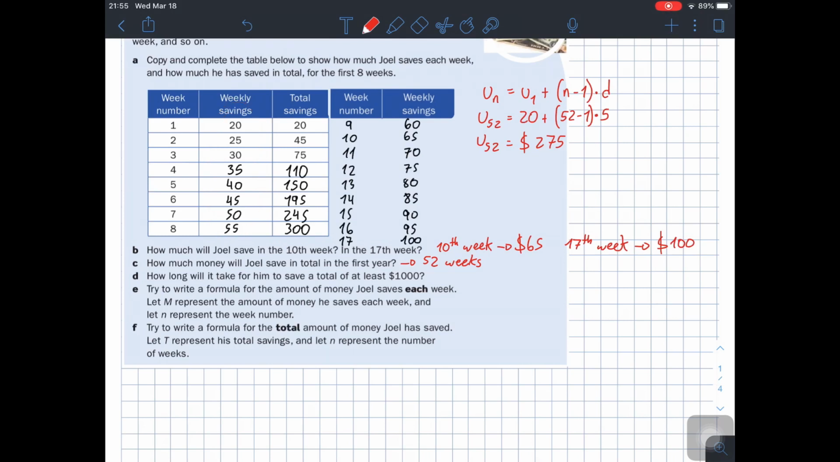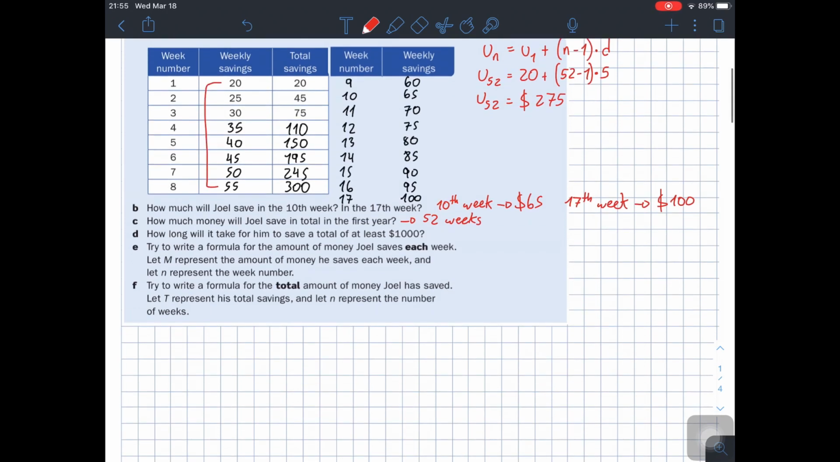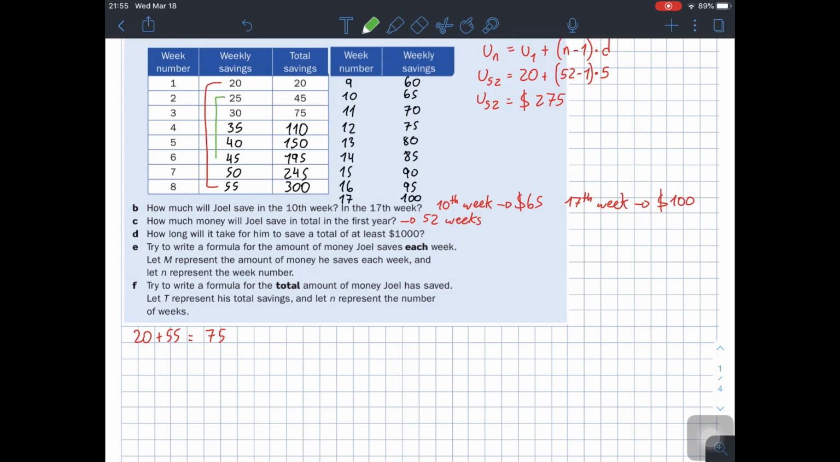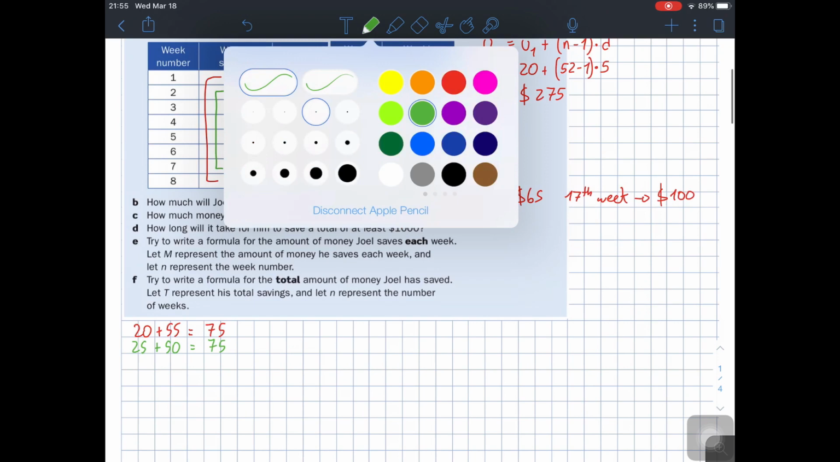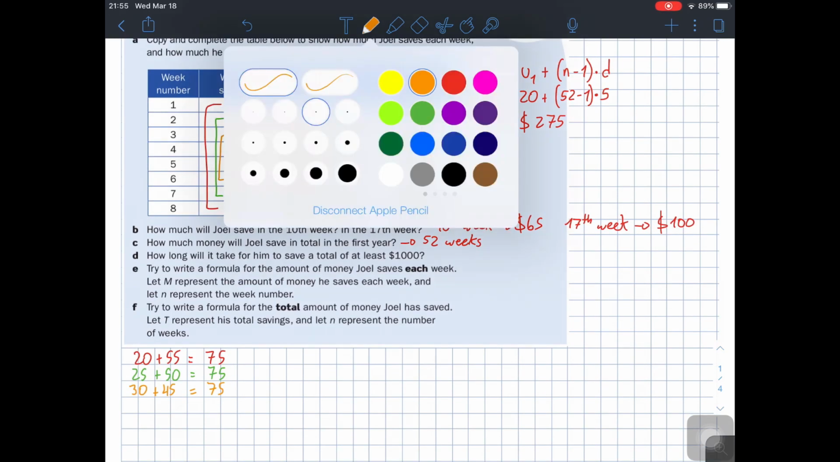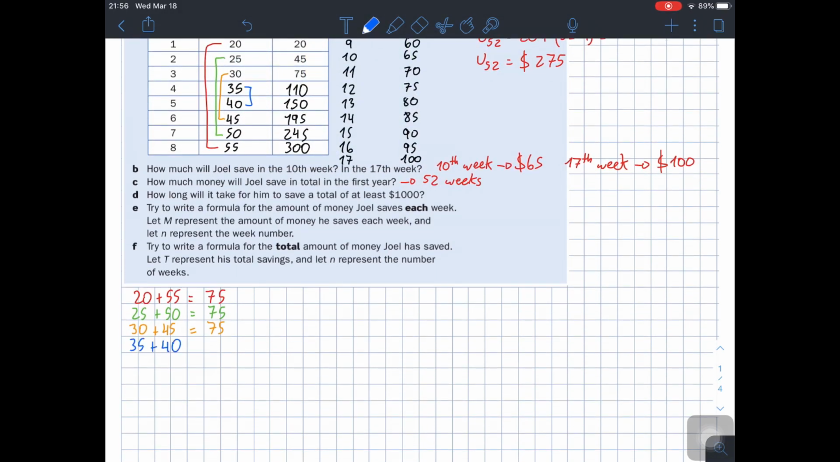Here we have 8 terms, right? If you add the first term with the last term, how much do you get? 20 plus 55, this gives us 75. Then if you add the second term with the second to last term, this would be 25 plus 50. This is still 75. And if you keep on doing that, 30 plus 45 is still 75, and so on. 35 plus 40 is still 75.